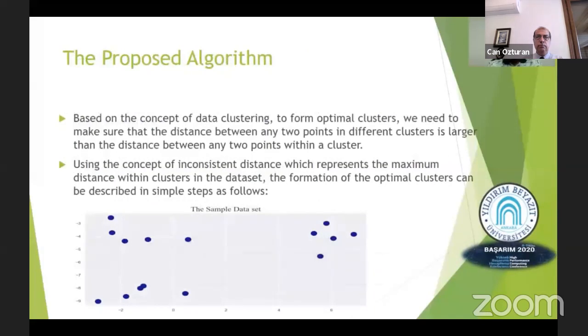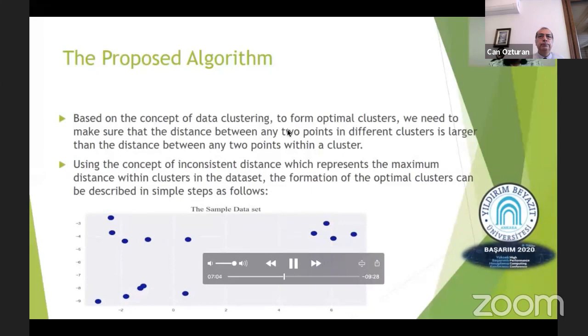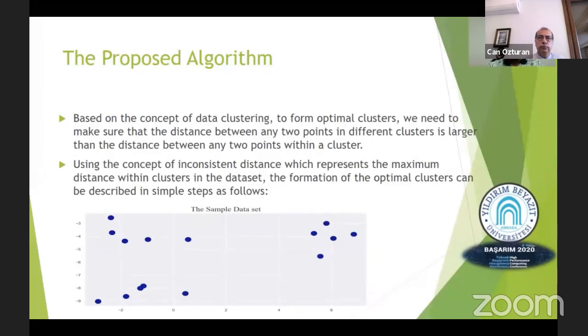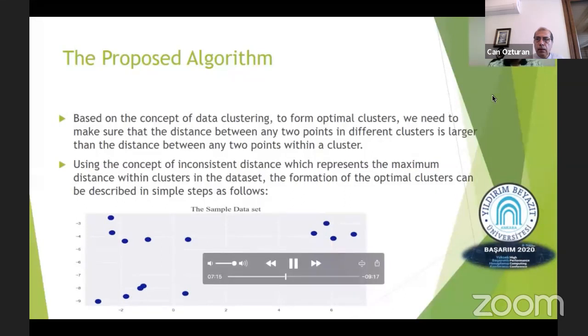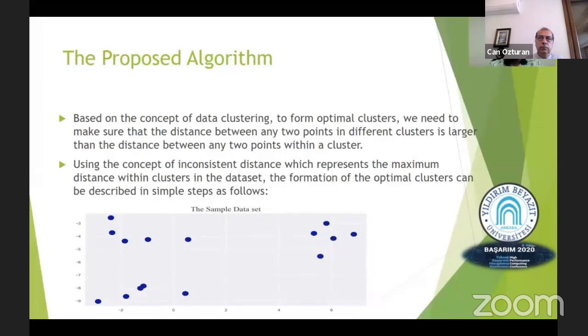So the proposed algorithm is based on the basic concept of data clustering, which says that we need to make sure that the distance between any two points in different clusters is larger than the distance between any two points within a cluster. So based on this definition and based on the concept of inconsistent distance, which is the maximum distance within clusters in the data set, we can start defining our proposed algorithm. To understand it, I just chose a simple data set, which consists of three well-separated clusters, to understand the concept of this proposed algorithm.